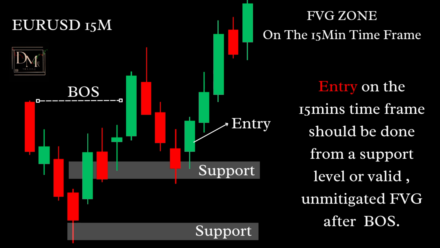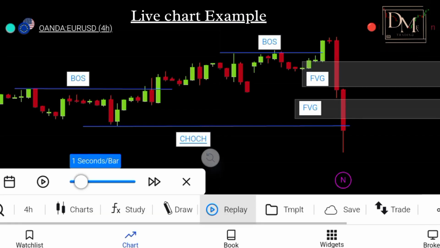Let's look at more examples on a live Forex chart. Here, the Euro-USD market was on an uptrend, printing higher lows and higher highs and eventually formed a lower low, changing its character from an uptrend to a downtrend, signaling opportunity for a sell trade.